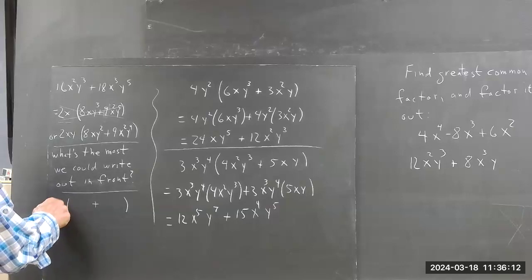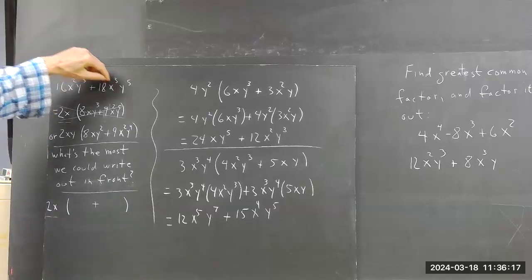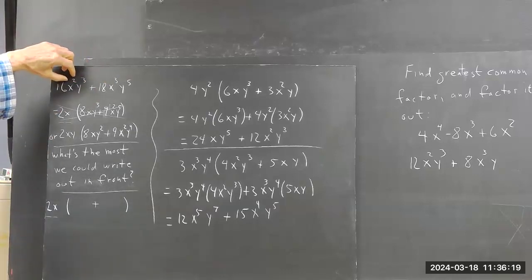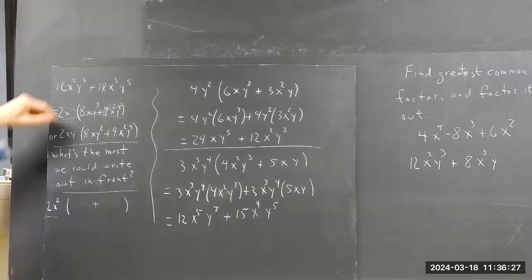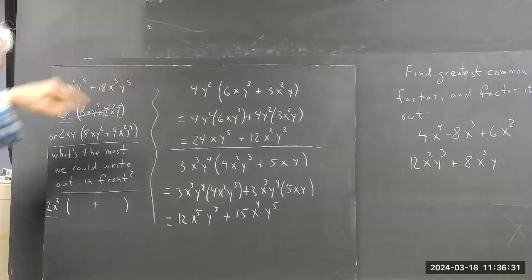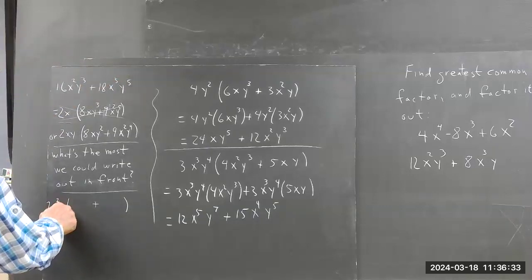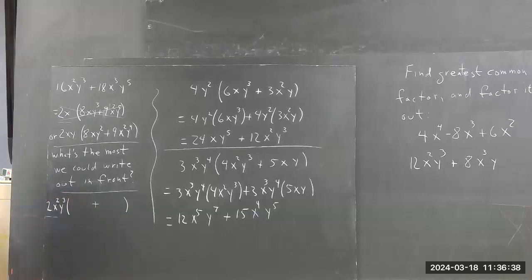Now we could pull out x. Is there a bigger power of x that's in common between these two? Well, yeah, we have an x squared here, right? And an x cubed here, so we could pull out the x squared. And then we have a y cubed here and a y to the fifth here. Well, it turns out we can pull out then 2x squared y cubed.